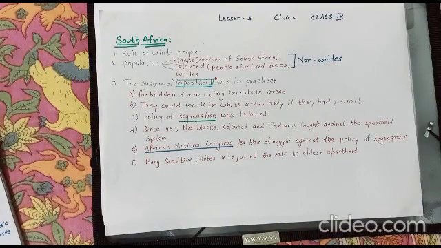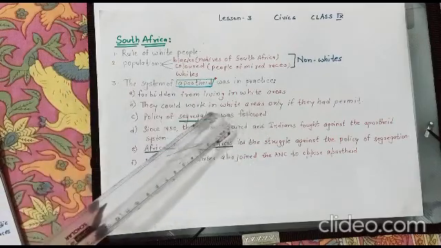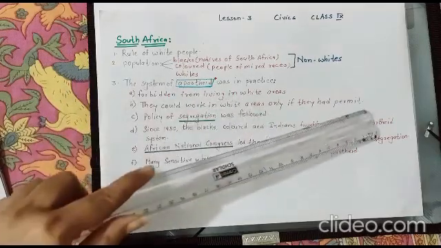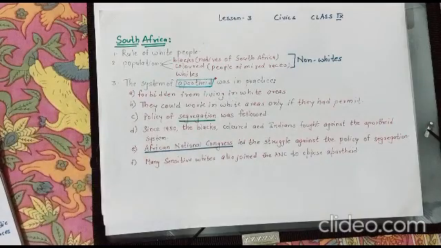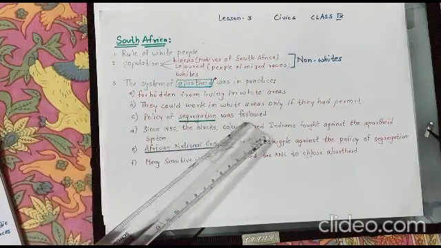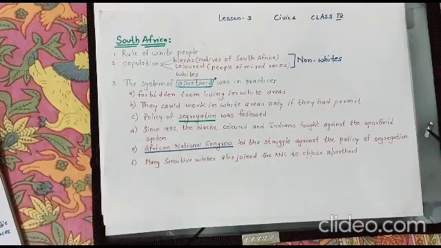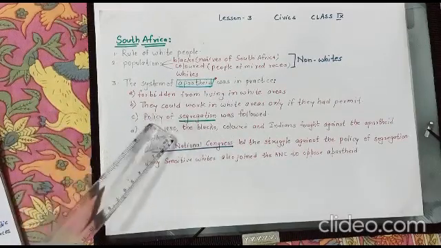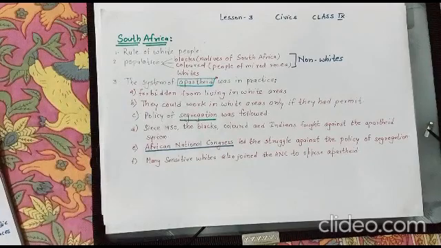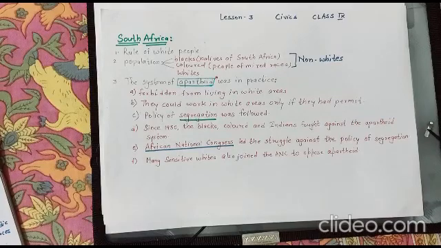They could work in white areas only if they had a permit. If they had to do any kind of job or work in areas which were populated by whites, they had to take special permission. The policy of segregation was followed. Segregation means any kind of separation or division. So what was this policy of segregation? All the public places or public utilities, blacks were forbidden from these kinds of areas.